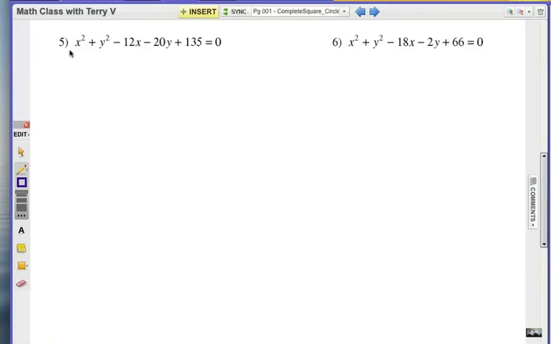Take a look, numbers 5 and 6. Let me give you a quick hint in case you need it. We want to group the x terms together and the y terms together and then complete the square. Don't forget to move the constant to the other side. All right, try it.